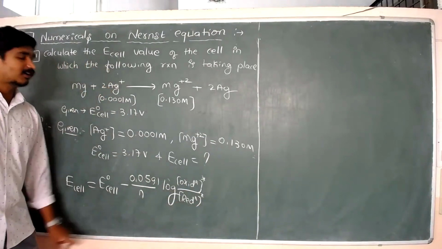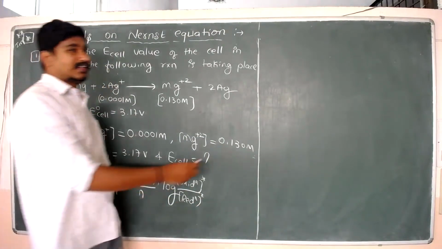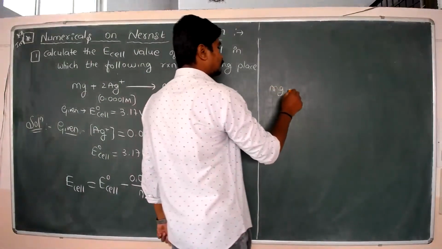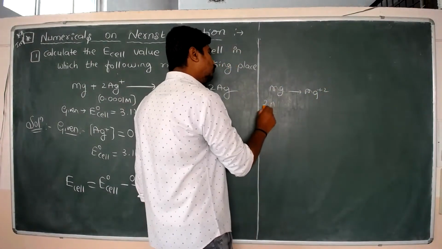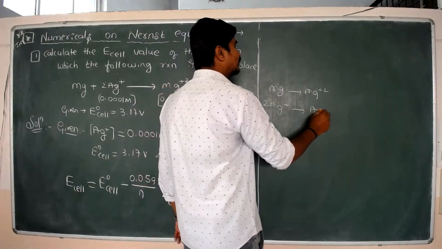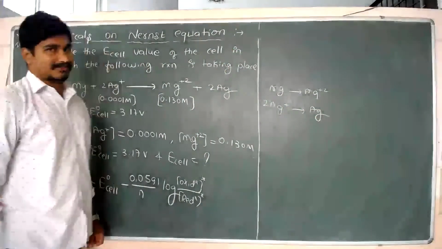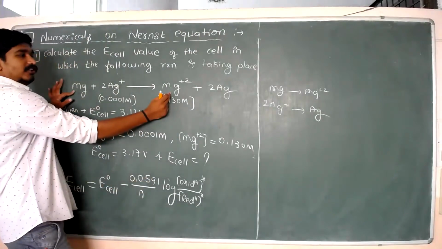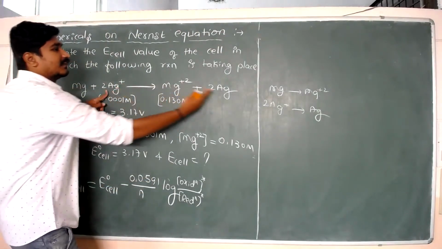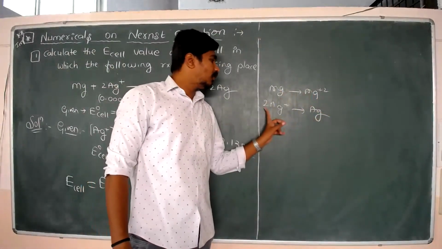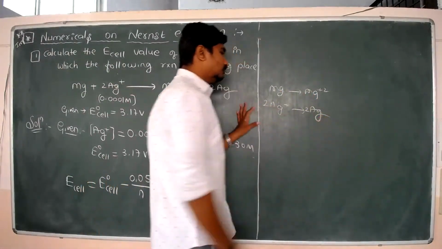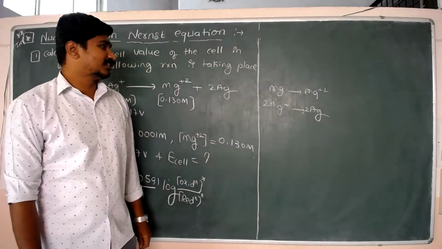And how to calculate the number of electrons? Now just observe the reaction. Once again, I am writing here. Mg is converted into Mg plus 2. Separate everything. And 2Ag plus is converted into 2Ag. Correct? Select any one. Here Mg is converted into Mg plus 2, and here 2Ag plus is converted into 2Ag. Now take any one, Mg to Mg plus 2 or 2Ag plus to 2Ag. Clear?